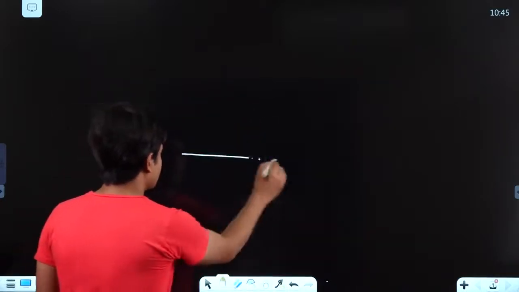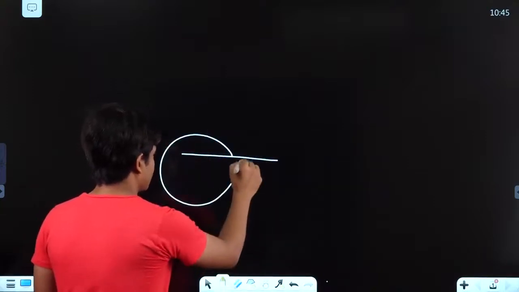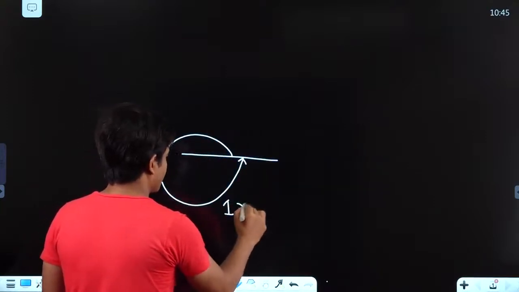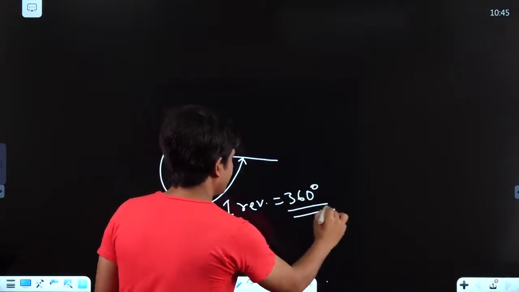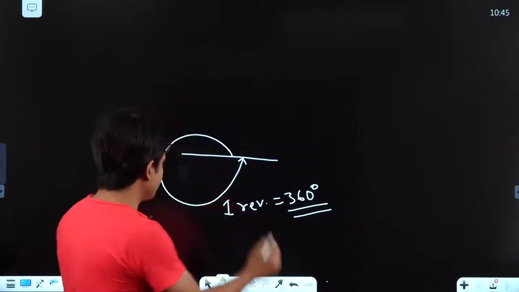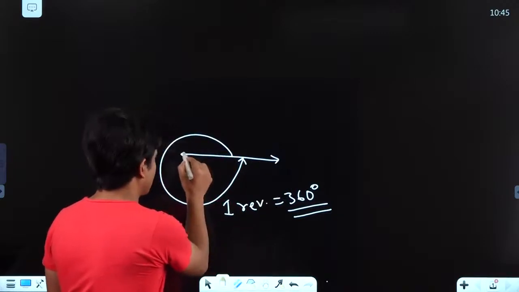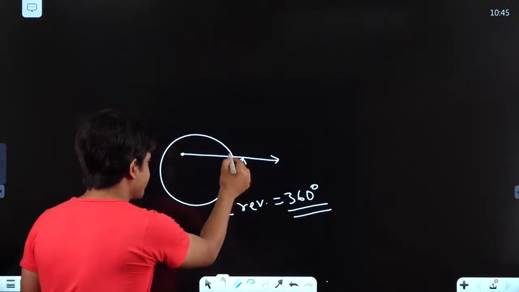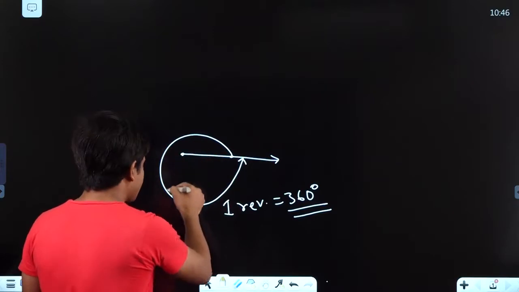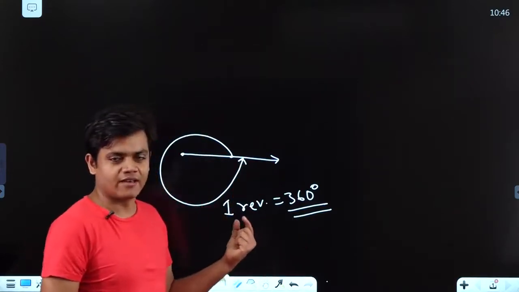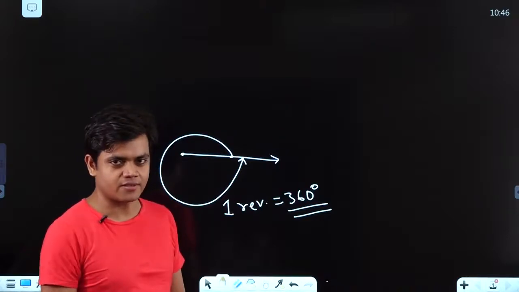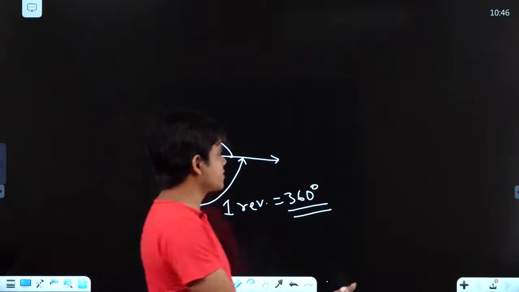We have discussed that in a complete revolution, in one revolution, a 360-degree angle is going to be subtended. Means if this is the initial line and if you are taking a point over here, then after a complete revolution, we are going to make a 360-degree angle. In the previous lecture, we have discussed it. And one more thing was discussed.